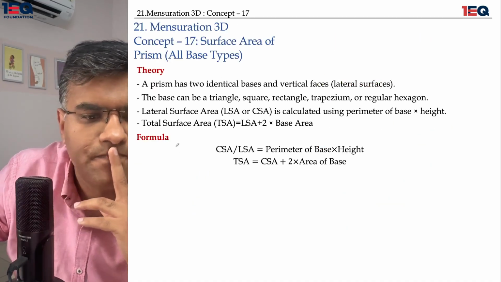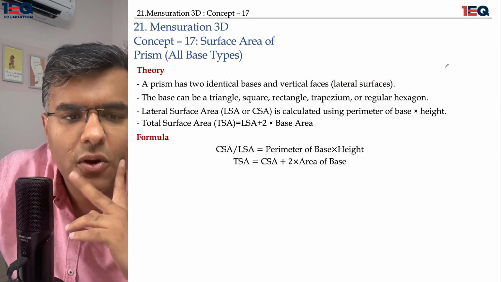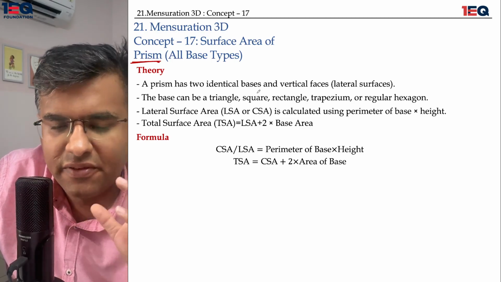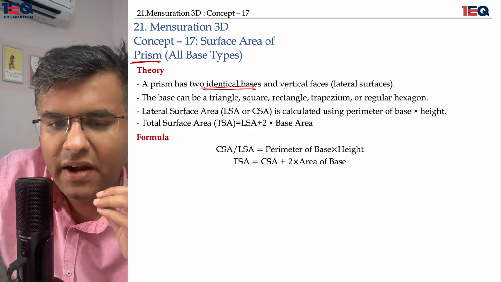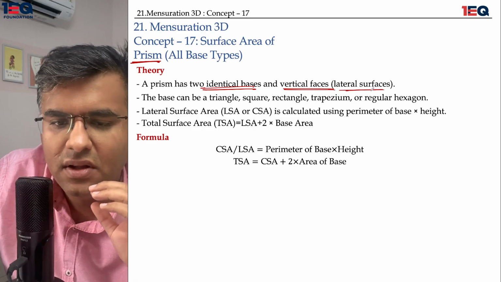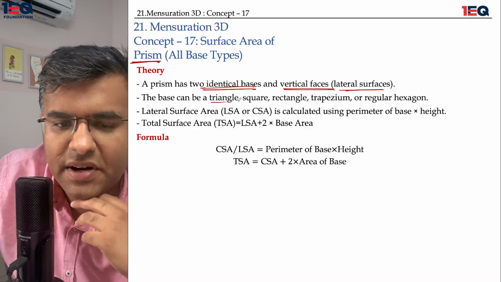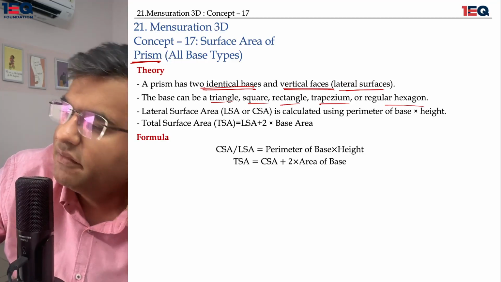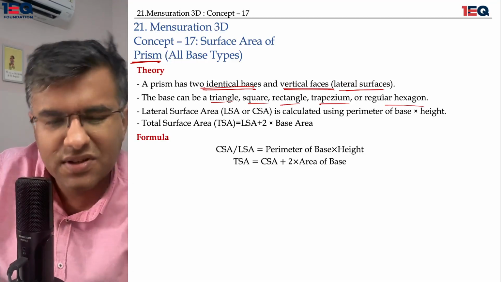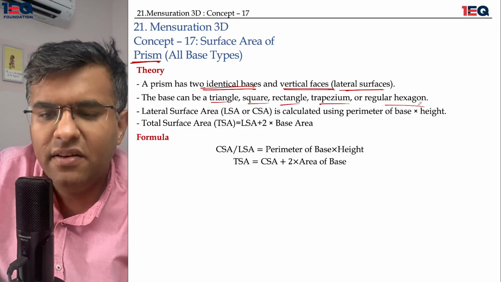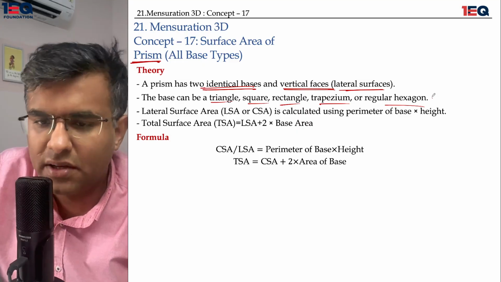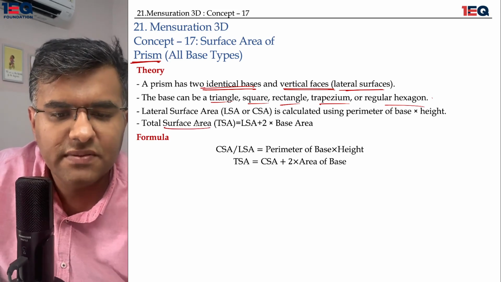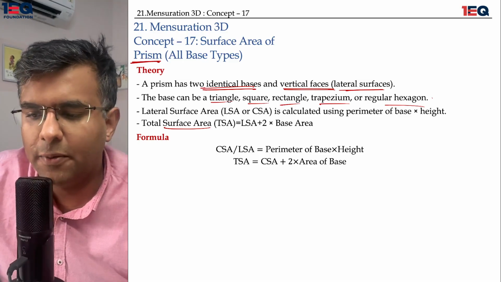Let's go ahead. Now, talking about prisms. A prism is basically a figure which has two identical bases and vertical faces. They are called the lateral surfaces. So the base can be a triangle, square, trapezium, or anything. We've already learned about those 2D figures. We need to know the surface areas or simply the areas of those 2D figures. And when we multiply that with the height, that is when we find out the total surface area.